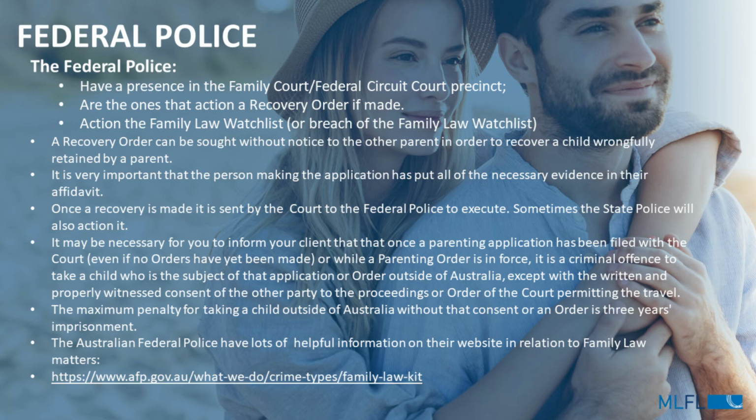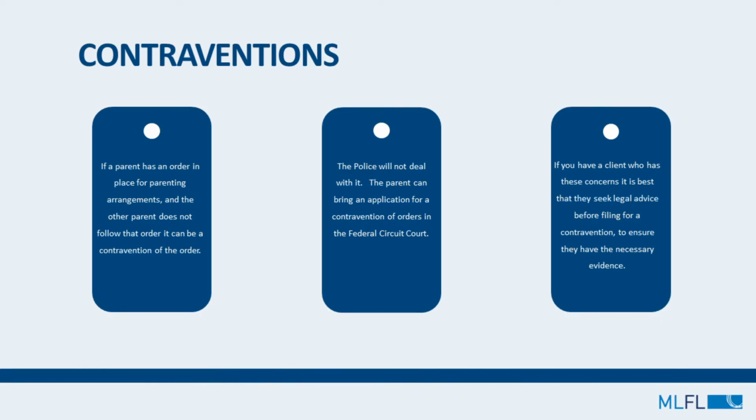I'll just talk a little bit about contraventions. Contraventions by itself is a whole other seminar, so I'll just really skim the surface here today. If a parent has an order in place for parenting arrangements, whether it is by consent order or court order, and the other parent does not follow that order, it can be considered a contravention of the order. As I stated earlier, the police will not deal with it. The parent will need to bring an application for contravention of orders in the Federal Circuit Court.